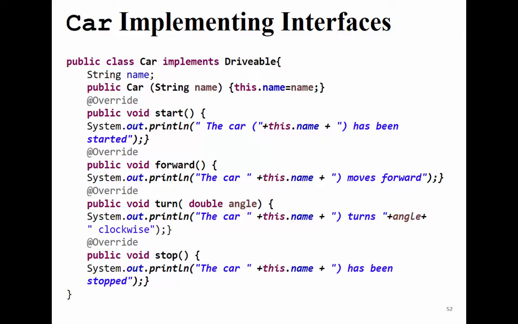Yes, I can still add new methods to the car, but the compiler will not allow me to go forward without implementing start, forward, turn, and stop, because I declare in the header that I'm going to implement a drivable interface. Okay? Yes, of course, I can add any other methods that are related to a car. As you can see here, I have an attribute and the constructor.